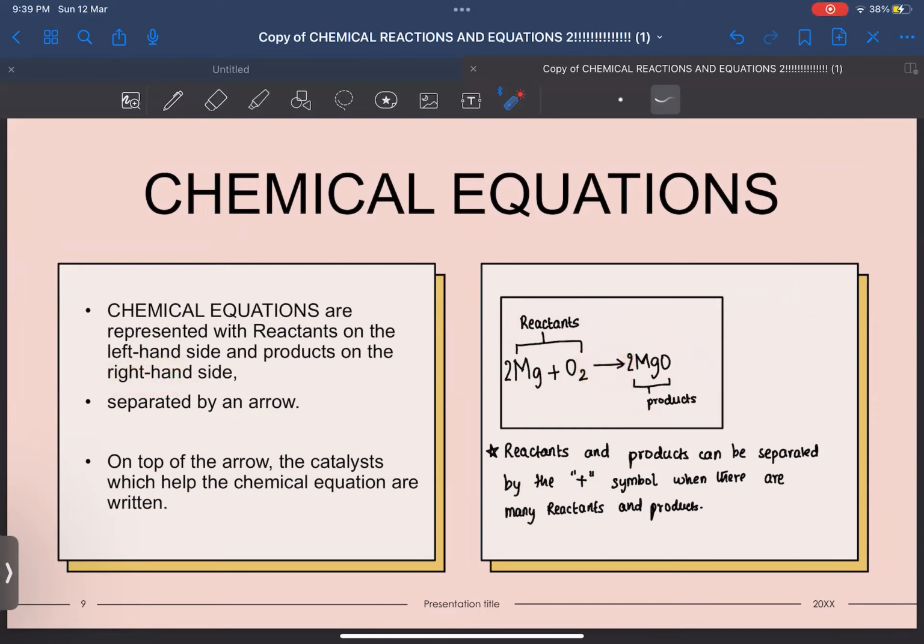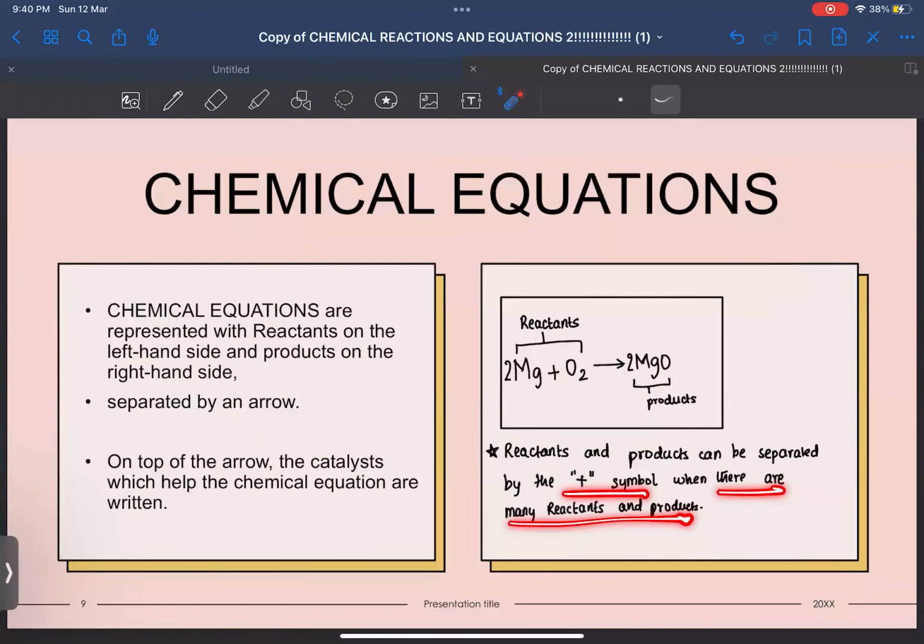And on top of the arrow, sometimes you can have catalysts. For example, in the case of rust, the catalysts are humidity, water, and salty air, etc. These increase the speed of rusting. So on top of the arrow, in the reaction for rust, you would write all this. So you can write catalysts which help the chemical equation on top of the arrow. Reactants and products can be separated by the plus symbol when there are many reactants and products.